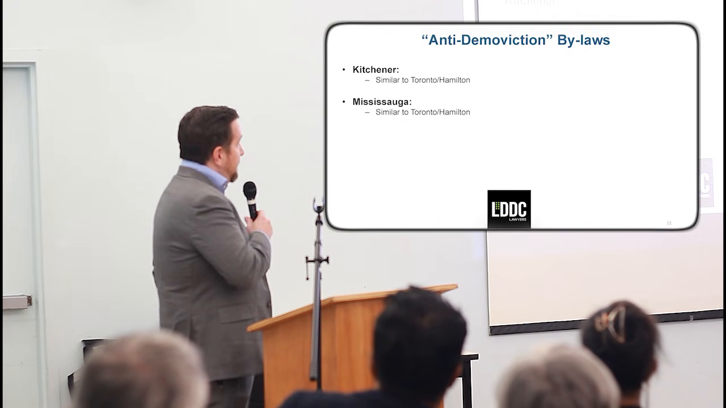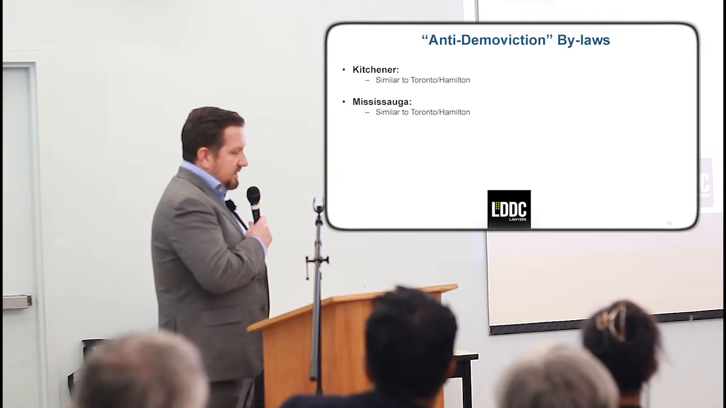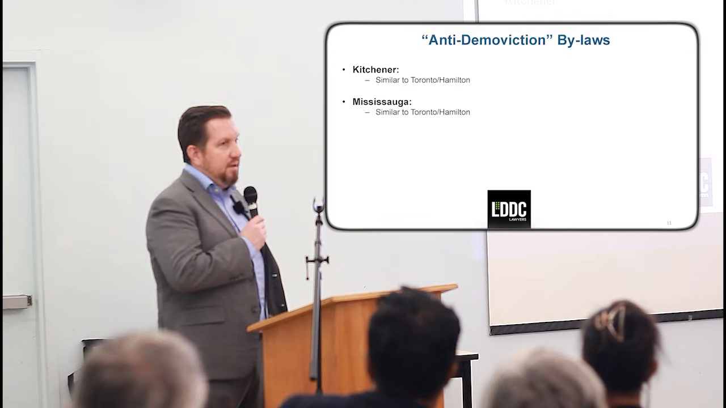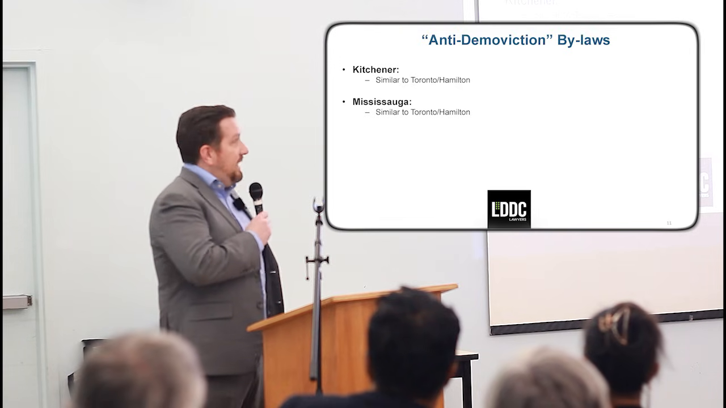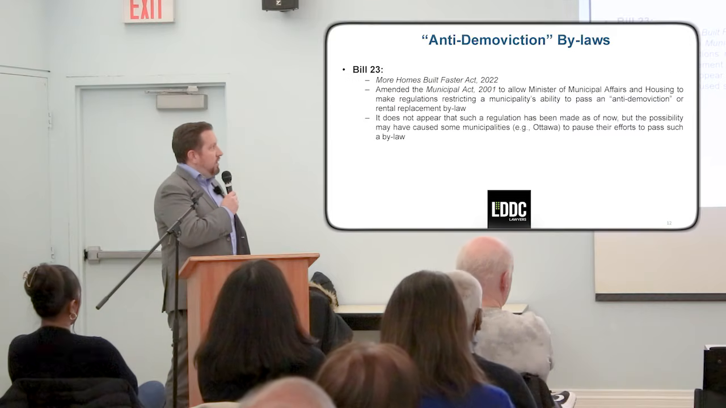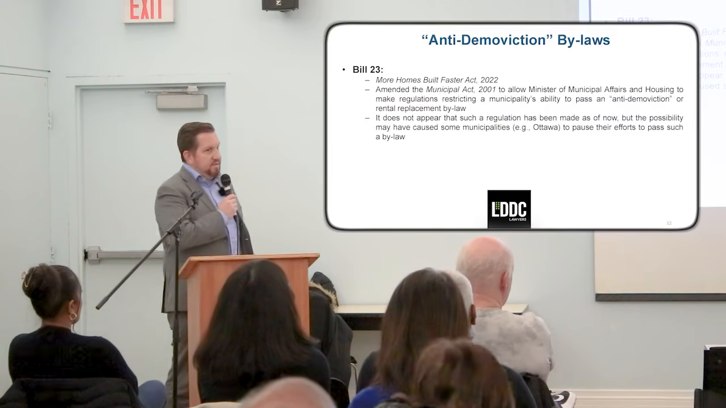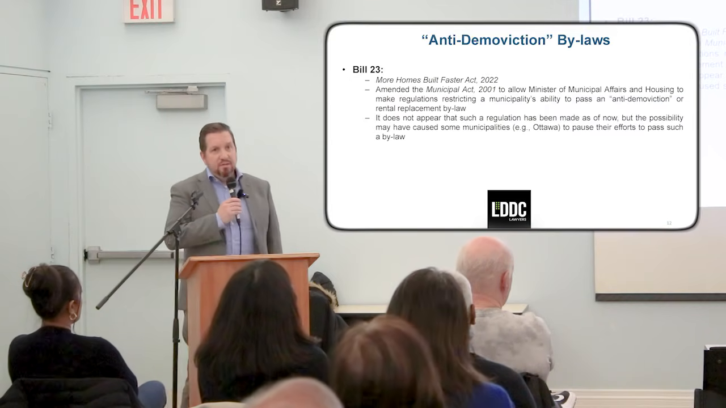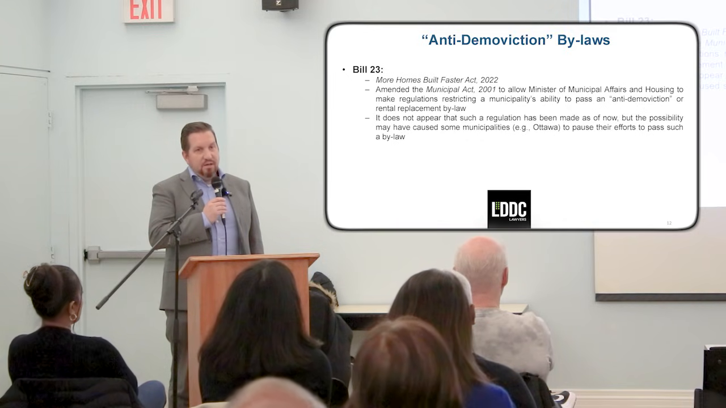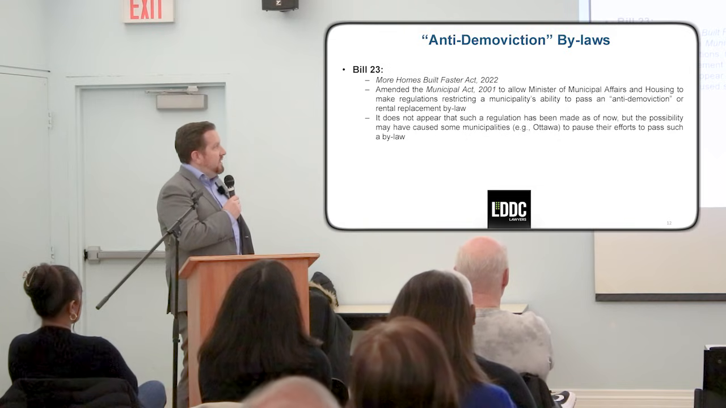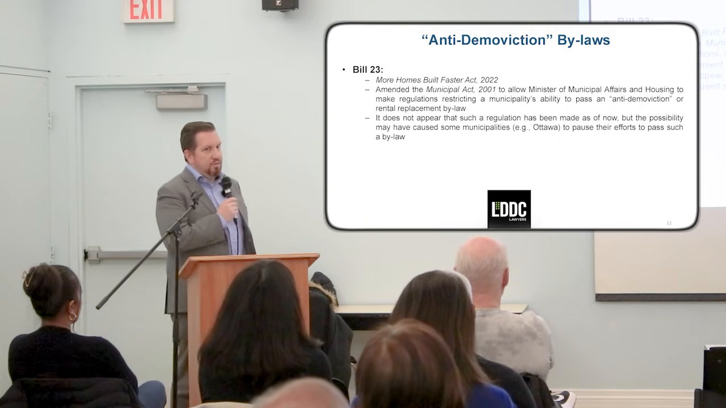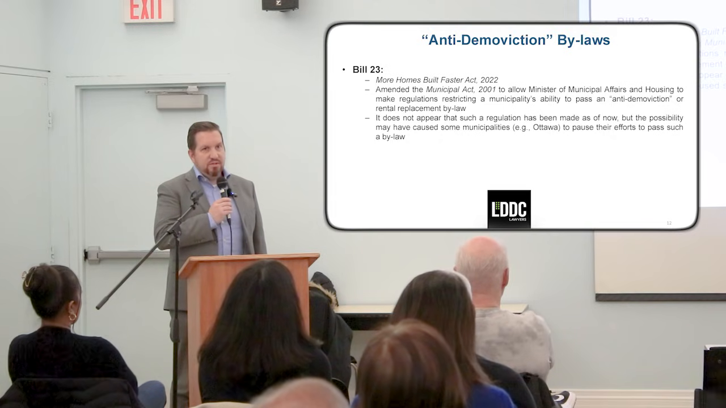Kitchener and Mississauga have also put into place anti-demoviction bylaws that are similar to the Toronto and Hamilton bylaws. Now, as we'll see on the next slide, there are a lot of municipalities, Ottawa being a noteworthy example, that appear to have tapped the brakes on potential rental replacement bylaws. And the reason why they have done so is because of the government's enactment of the More Homes Built Faster Act in 2022. This came into effect in, I believe it was December of 2022.